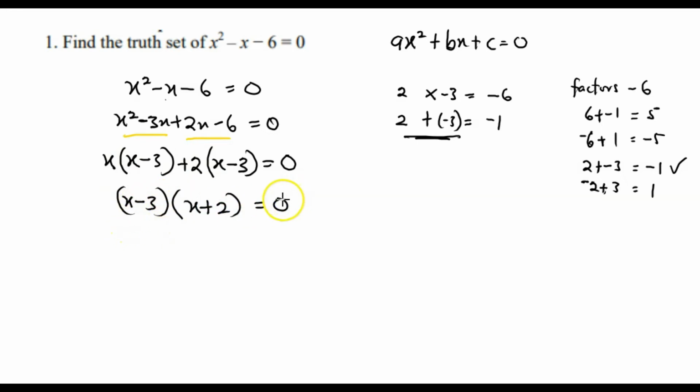Finally, to solve for it, we can equate each of the factors we currently have, which is x minus 3 to 0, and then x plus 2 to 0. And solving for x, x will be equal to positive 3, and x will be equal to negative 2. But since the question demanded that we find the truth set, then we must leave our answer in the truth set form. So we state the truth set.